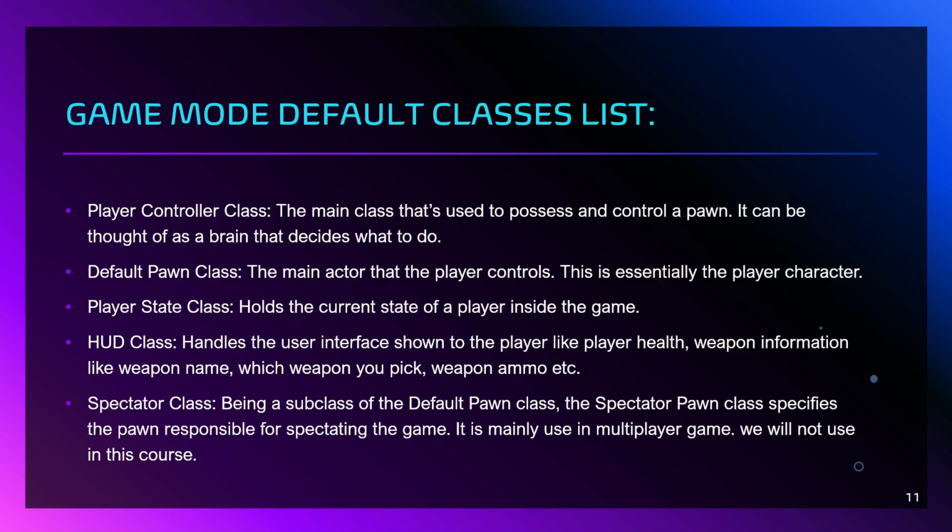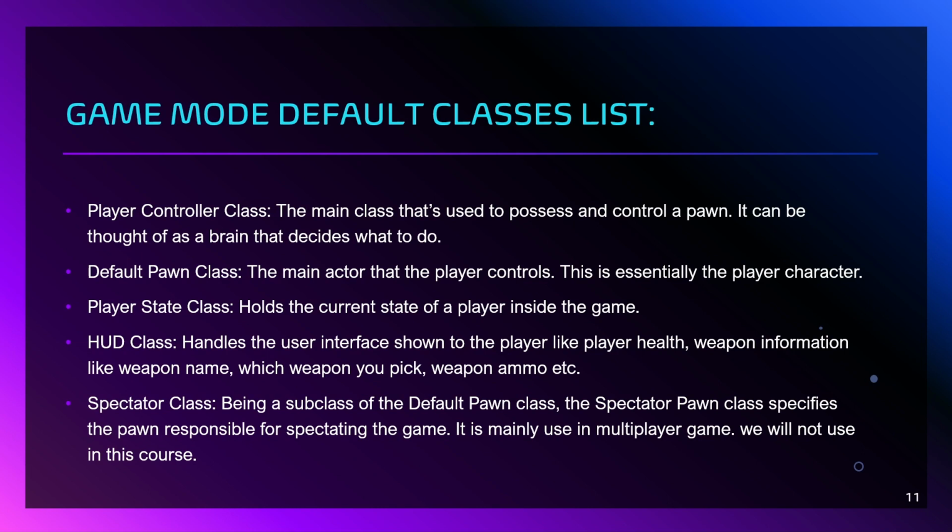For example, when we give input from the user, the input passes to the controller, and the controller performs some calculations, and the character behaves based on those calculations. The next is the default pawn class. This is basically our main character, like the main player. I have already discussed this in the previous lecture.